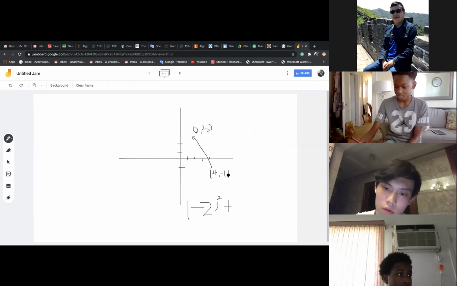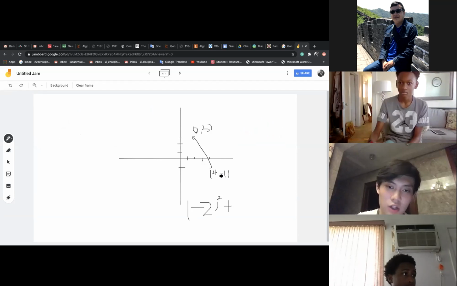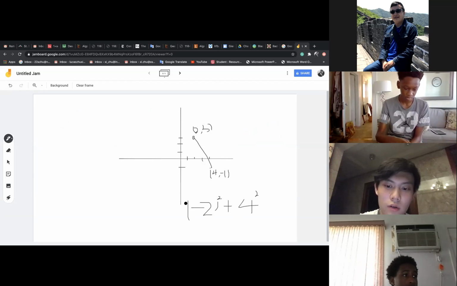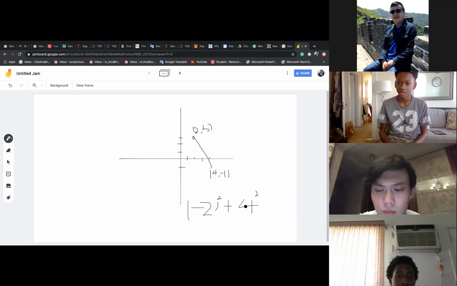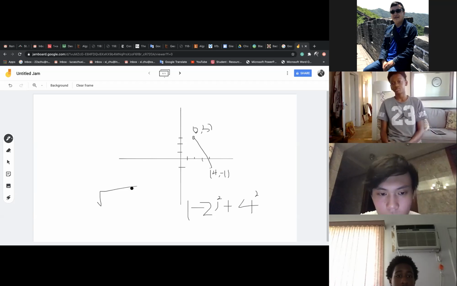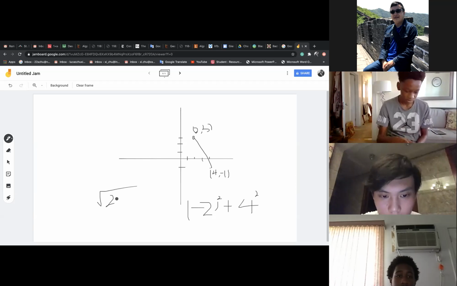And also here, when you minus each other, it's 4, right? And then you square 4, right? And what do you get here? What's the value for -2 squared plus 4 squared? 4, 16. 4 plus 16. So it's 20. Yep. And also remember you have to square root 20, right?